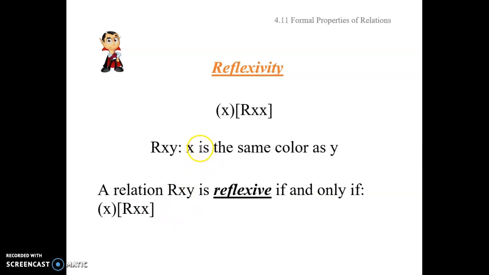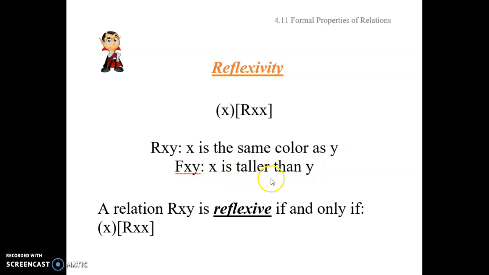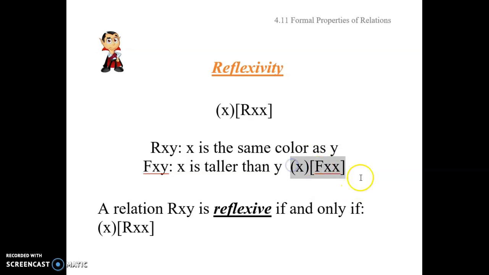Can you give me an example of a relation which is not reflexive, which does not satisfy this description? Pause now. Okay, so Fxy, x is taller than y, let's say. That would not be reflexive because it does not hold. In order for it to be reflexive, it has to satisfy this description, and the question is, for everything in my domain, is it the case that it is taller than itself? The answer is no, nothing's taller than itself. Because this description is not satisfied for the particular relation F, F is not reflexive.